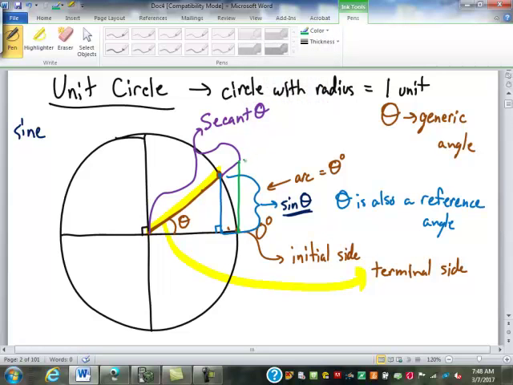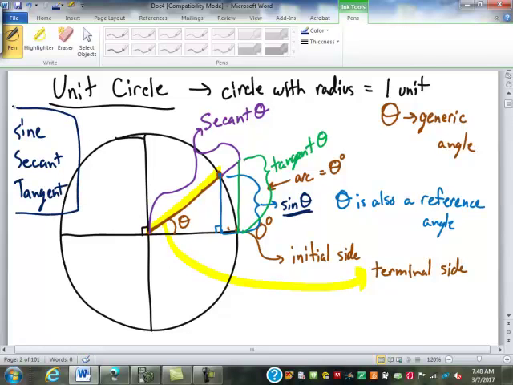The distance from that intersection to the reference diameter is the tangent of theta. So we have the sine, we just found the secant, and the tangent. Those are actually the three basic trig functions. Now the problem is we're not usually taught secant when we're learning trig. We're usually taught sine, tangent, and cosine.